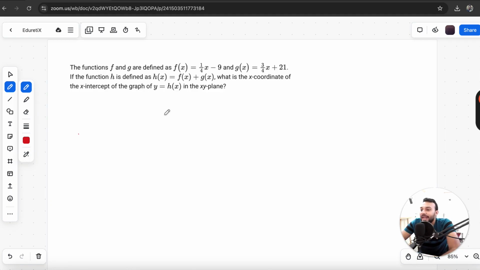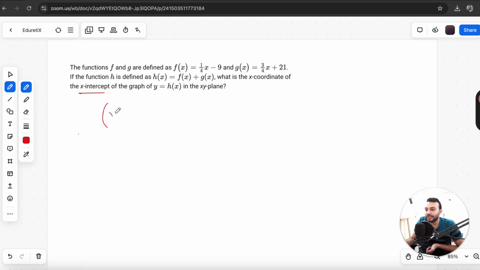The functions f and g are defined as f of x is equal to 1 by 4 x minus 9 and g of x is equal to 3/4 x plus 21. If the function h is defined as h of x is equal to f of x plus g of x, what is the x coordinate of the x-intercept of the graph of y is equal to h of x in the xy plane? Okay, so x coordinate of the x-intercept, the moment you say x-intercept, that means the point at which the graph is cutting the x-axis. So y is equal to 0.